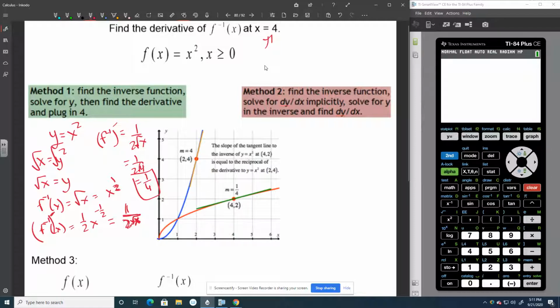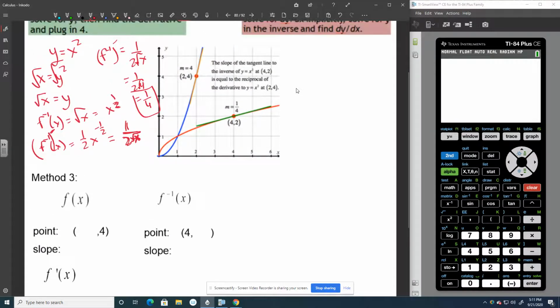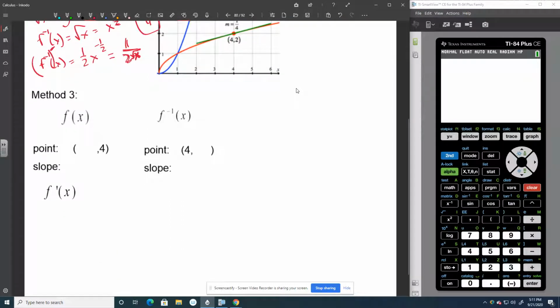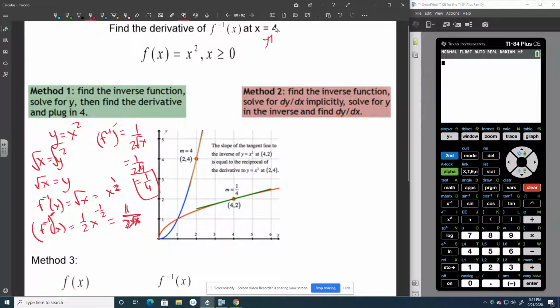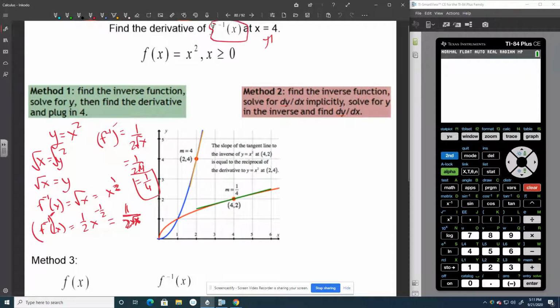I don't really like to do it that way. I don't like to do it the second way either. What I usually do, because the inverse is just the reciprocal, I can say that f of x has a point of something, 4, because what we're looking at is it wants x equals 4 of my inverse. Whoops. It wants x equals 4 of my inverse. So I have to be careful.